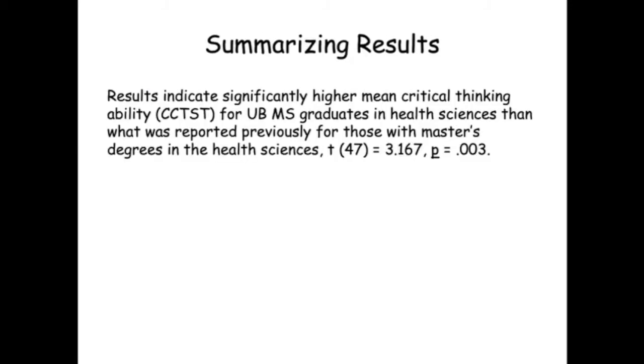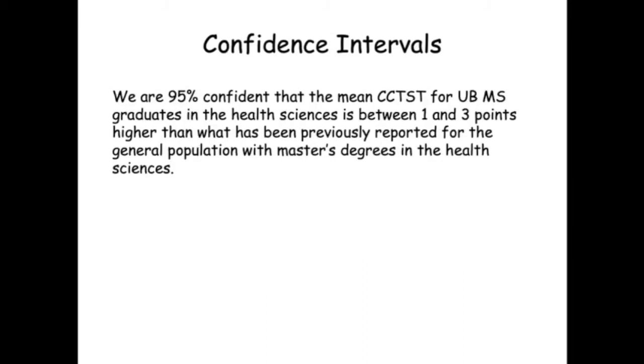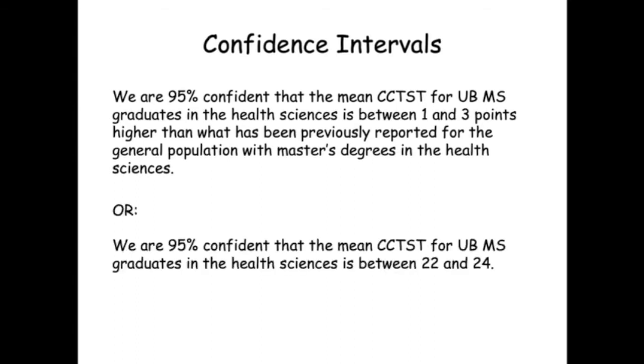The t-test results indicate significantly higher mean critical thinking ability compared to previously reported results for those with MS degrees in the health sciences. We could also say that the mean on the CCTST is significantly higher than 21. We are 95% confident that the mean is between 1 and 3 points higher than previously reported for MS graduates in the health sciences, or that the mean is between 22 and 24.